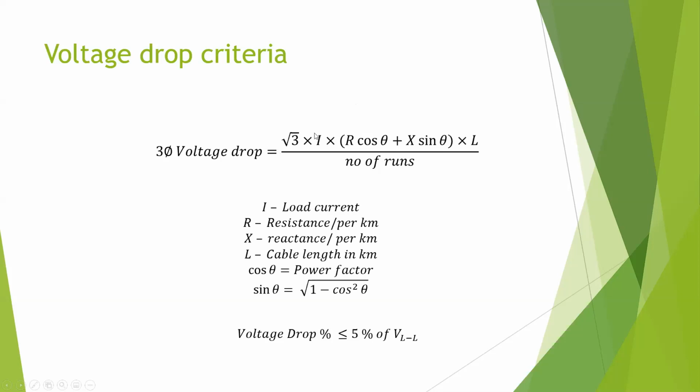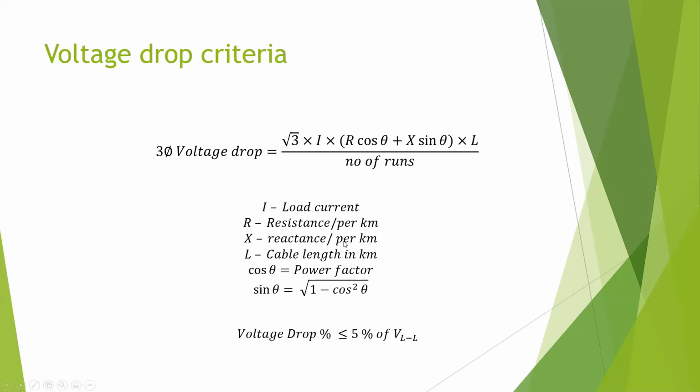The voltage drop will be equal to root 3 times I, the load current, times R cos theta plus X sin theta, into the length of the conductor. Here R is per kilometer, X is also per kilometer, and if you have several runs of the same cable, we are going to divide the voltage drop by the number of runs. So that's how we are going to get the voltage drop. I have included the terminology: I is the load current, R is resistance per kilometer, X is reactance per kilometer, and L is the cable length in kilometers.